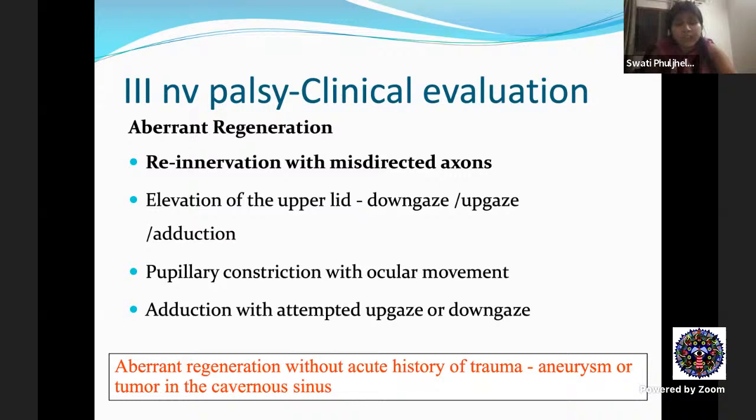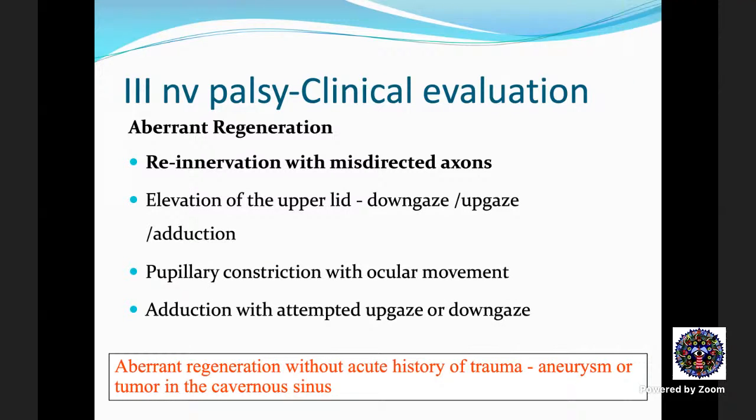However, the important thing to note is that aberrant regeneration, if it's an acquired third nerve palsy, and aberrant regeneration is seen in absence of significant trauma, one should suspect a compressive lesion there and should investigate the patient accordingly.